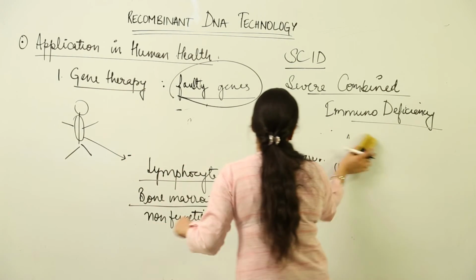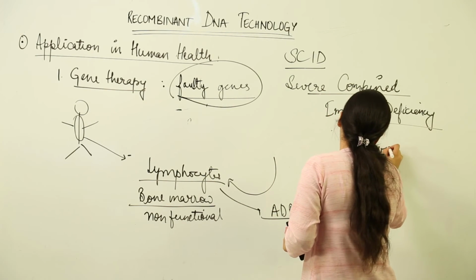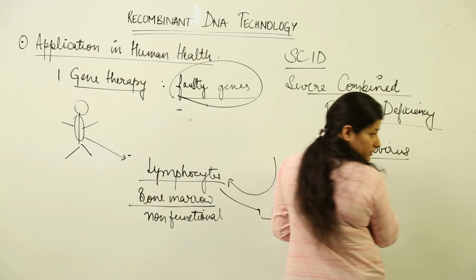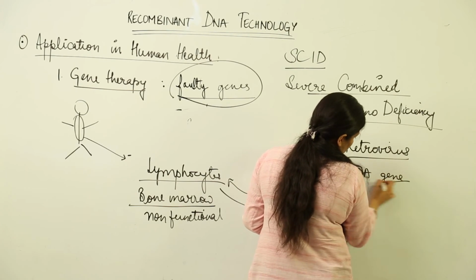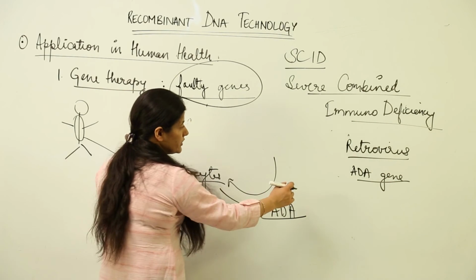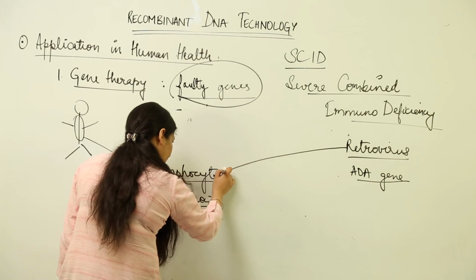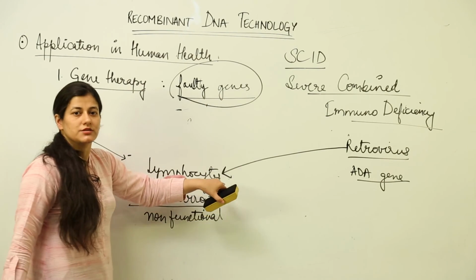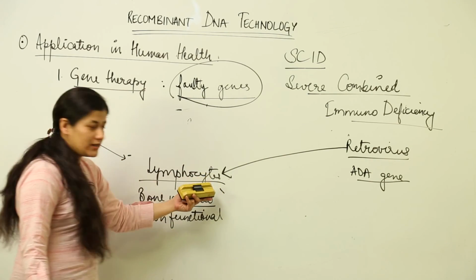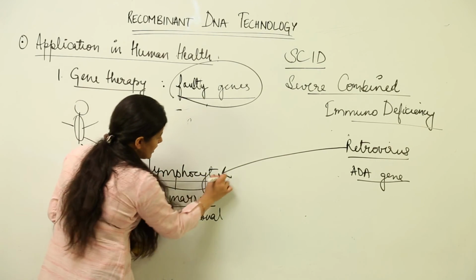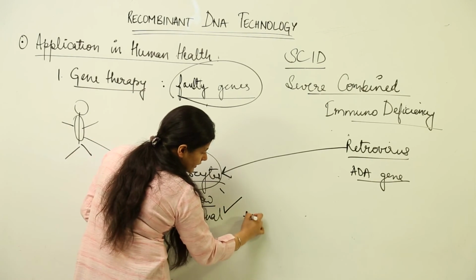At the same time, what has been done? A retrovirus vector has been made a transformant, okay, because it has got the ADA gene, the gene that is responsible for formation of ADA. Now, this ADA gene containing retrovirus would be made to infect the lymphocytes. Retroviruses have the tendency to infect, so it would be used to infect the lymphocytes. These lymphocytes would now become functional as they can produce ADA now.